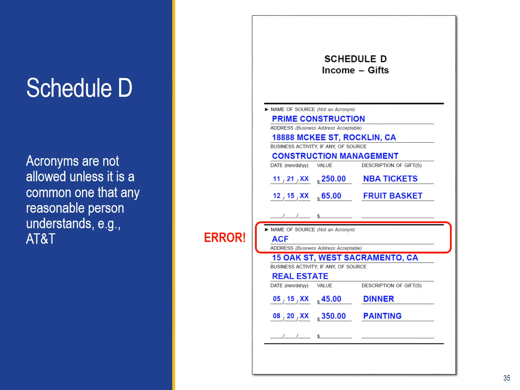This Schedule D example would trigger an amendment request because acronyms are not allowed unless it is a very common one that any reasonable person understands, such as AT&T.